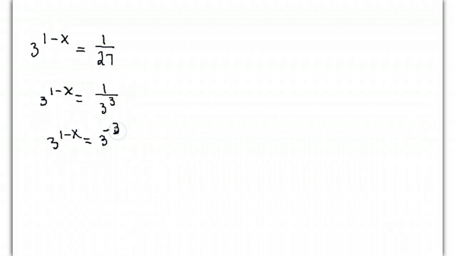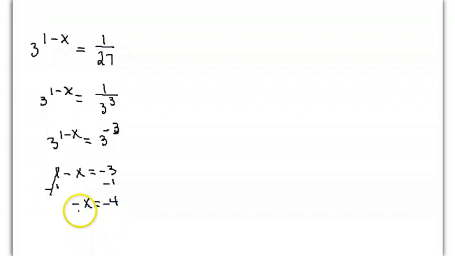Everybody with me? So the bases are the same. So what does that mean? Cancel. So you're going to have 1 minus x equals negative 3. And then you solving this for x. So what you got to do? You subtract 1. And so you got negative x equals what? And then how you get rid of the negative? You divide by negative 1. And so you got x is equal to 4.